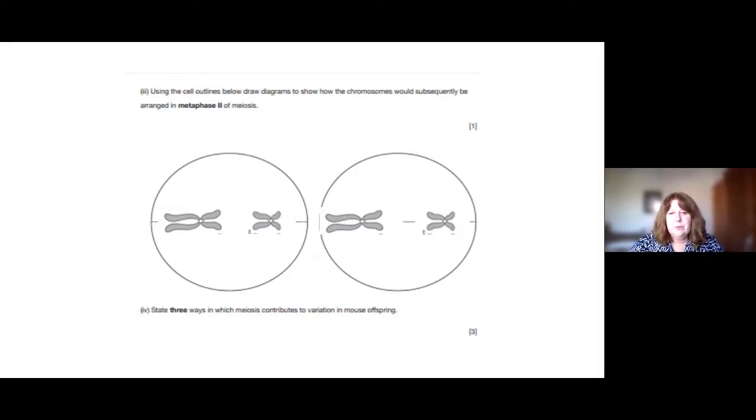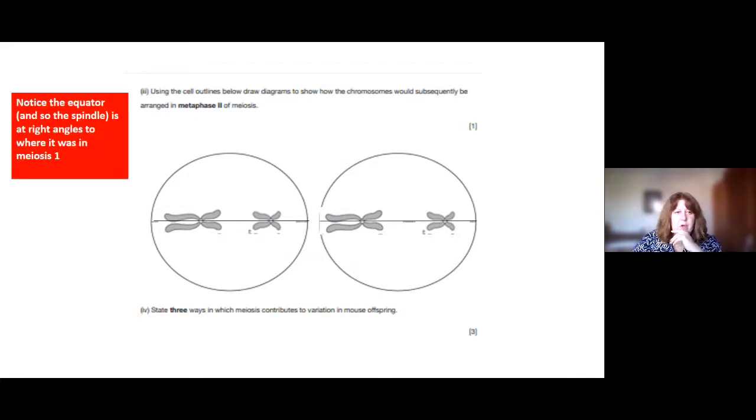I've said that there's the equator, and I've drawn that in a little more clearly so you can see. If you go back to the previous diagram, you can see what I said about the spindle fibre now being at 90 degrees. So the equator before was vertical, now it's horizontal. We're now in that second phase of meiosis, and in metaphase 2, again, we're meeting on the equator.